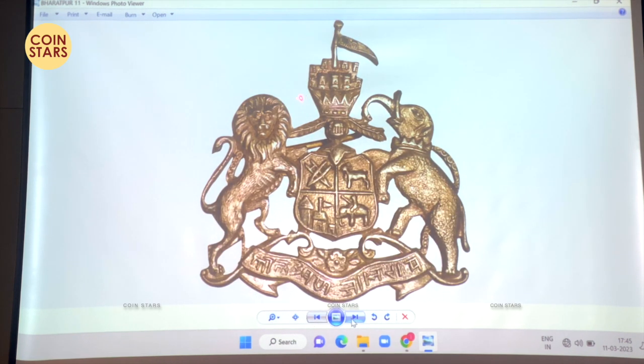ये है भरतपुर, lion and elephant holding the shield. और ये भरतपुर का किला और ऊपर फ्लैग. और यहाँ पे सब lucky signs, dagger, palace, elephant. Next.